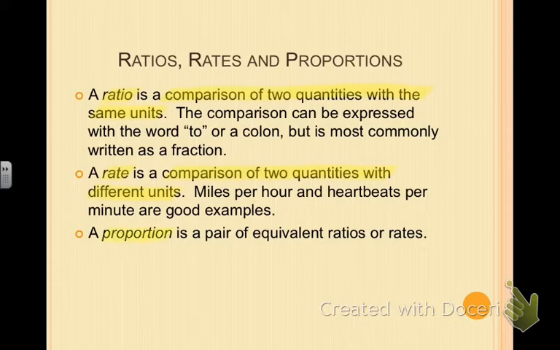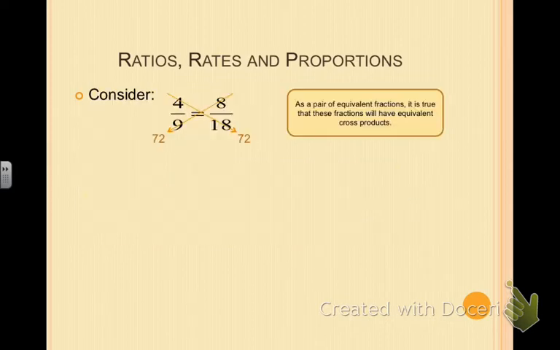Last, a proportion is a pair of equivalent ratios or rates. You will typically see a proportion represented as a fraction equals a fraction. For example, 4/9 equals 8/18 is a proportion. When two fractions are equivalent, they will have the same cross products. Here, 8 times 9 is 72, and 4 times 18 is 72.